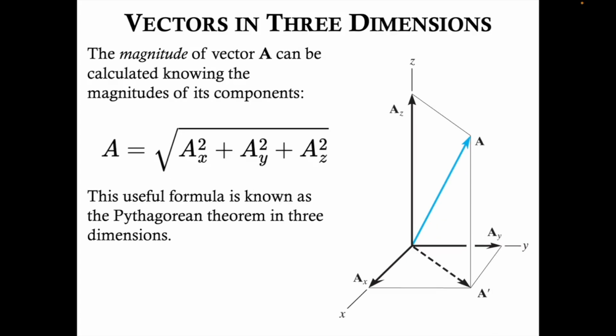The magnitude of vector A can be calculated knowing the magnitudes of its components. So if we do know the magnitudes, AX, AY, and AZ, we can apply the Pythagorean theorem in three dimensions, which is what this formula is, where the magnitude, scalar magnitude of A, which is not in bold because this is just a scalar magnitude, that magnitude of A equals the square root of the sum of the squares of the components. Okay, that's square root AX squared plus AY squared plus AZ squared. And as we just mentioned, this useful formula is known as the Pythagorean theorem, now in three dimensions.